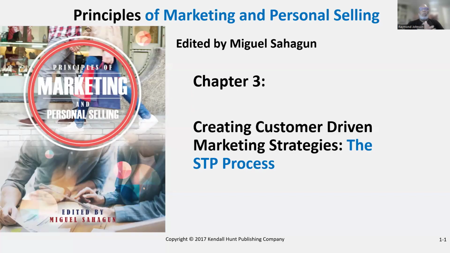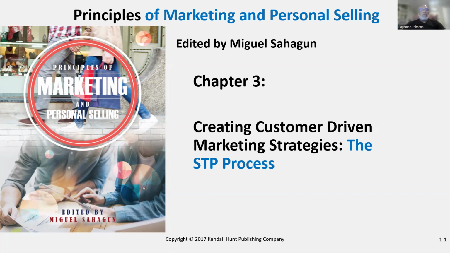Hello. Today we will focus on chapter 3, and it's all about the STP process. Again, you'll see that's segmentation, targeting, and positioning. Anytime you have a business, we want to ensure that we are selling a product to customers that have a need or a want for a product. We'll talk about how we gauge that.